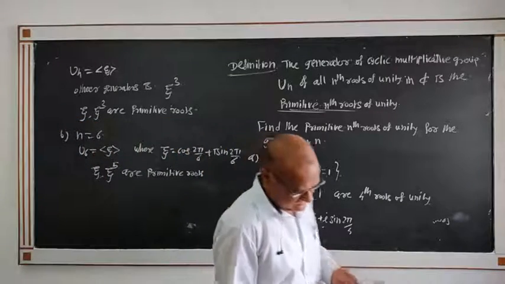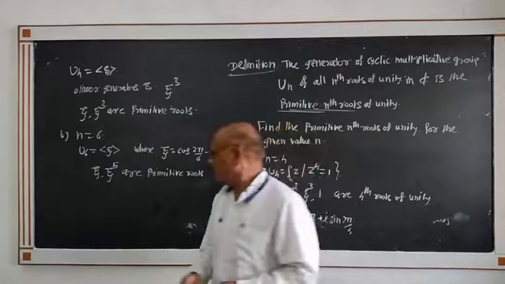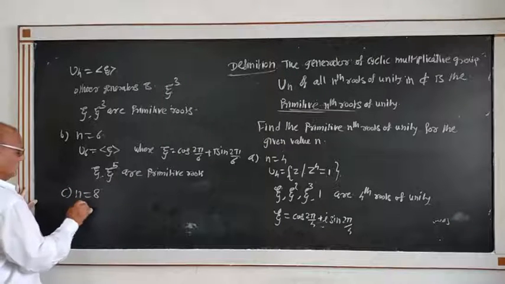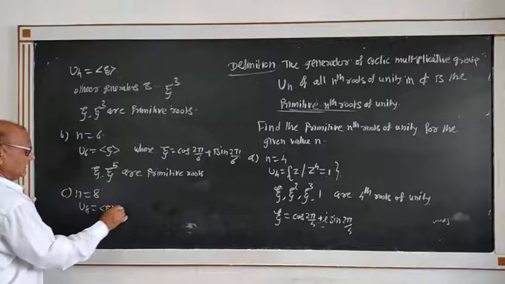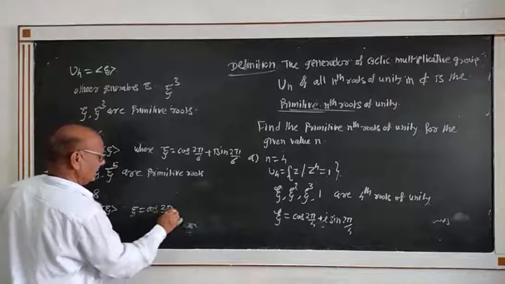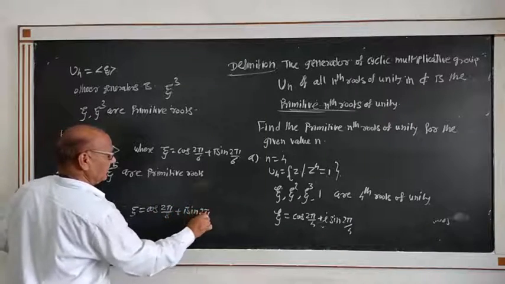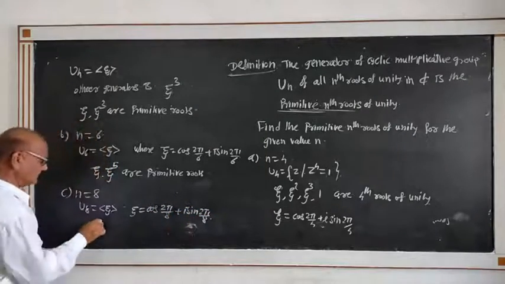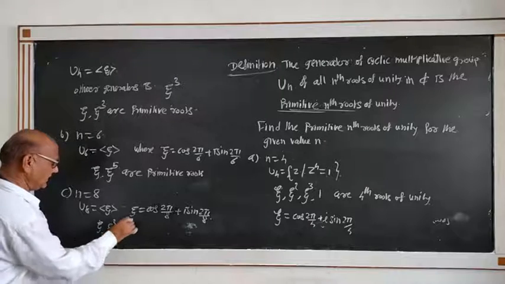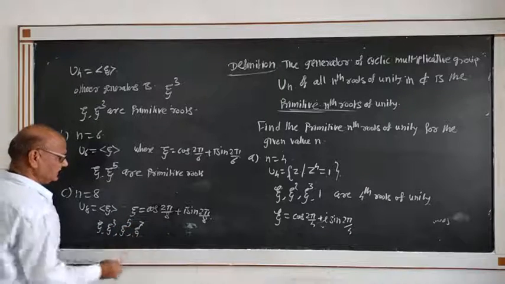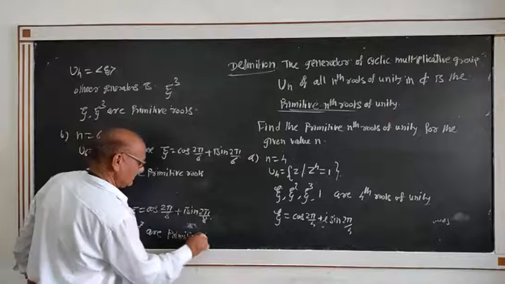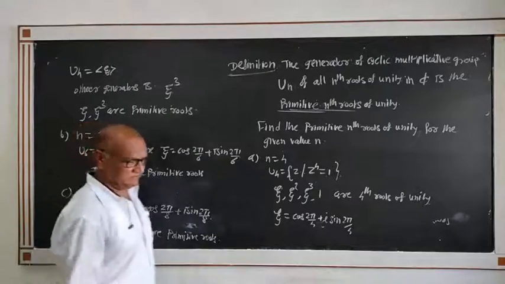Primitive 6th roots. If you take n is equal to 8, then U8 is generated by xi, which is equal to cos of 2 pi by 8 plus i sin 2 pi by 8. Here xi cube, xi raised to 5, xi raised to 7 are primitive roots. Like this.